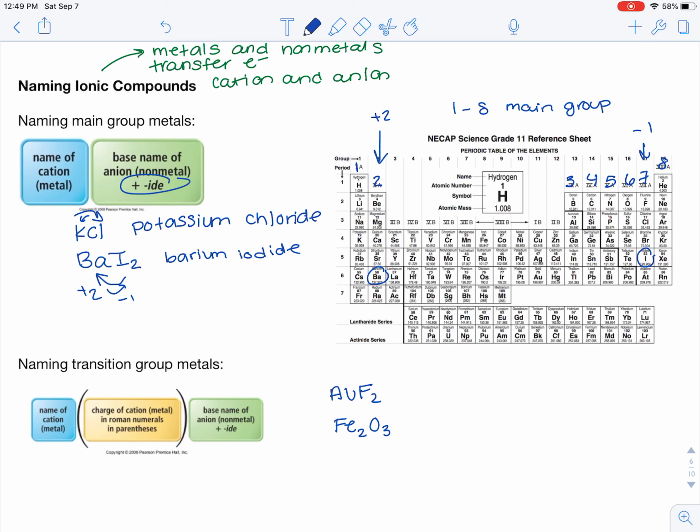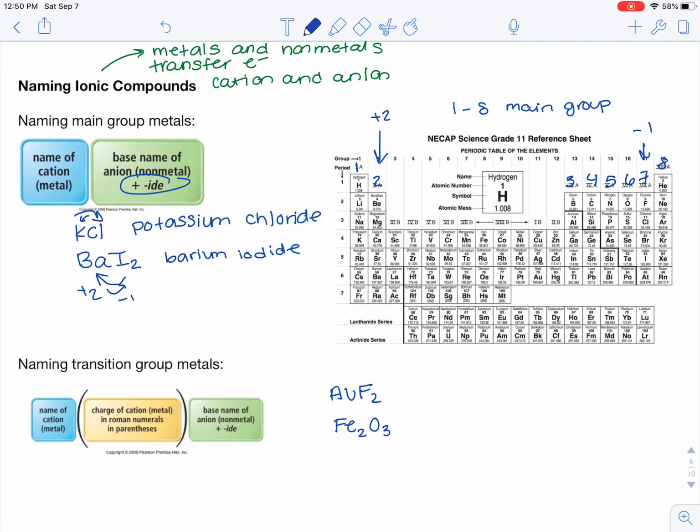iodide. Then when you get to transition metals, because depending on what nonmetal the transition metal is bonded with, it can change the charge. Transition metals contain more than one charge, so we have to indicate which charge that specific transition metal had. Since you know it's ionic, it's easier to determine because of the transfer of electrons.